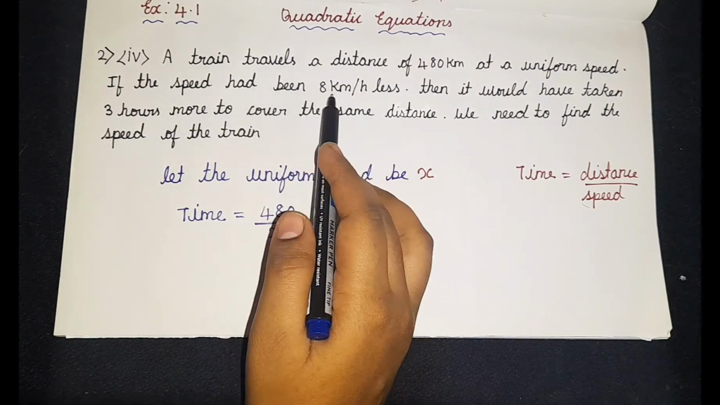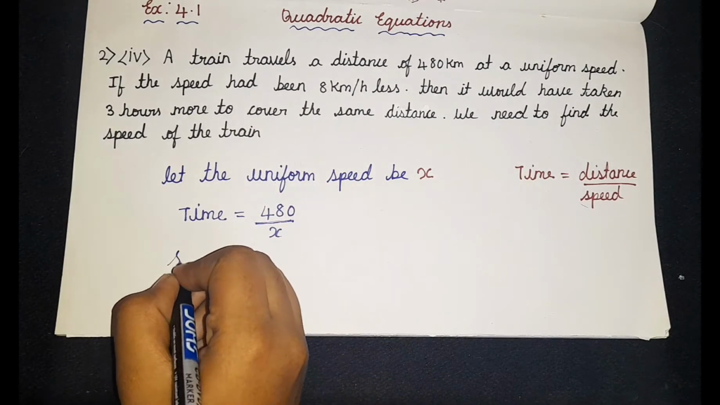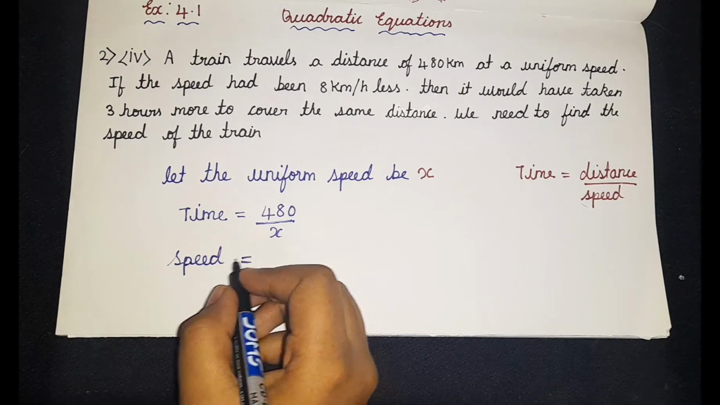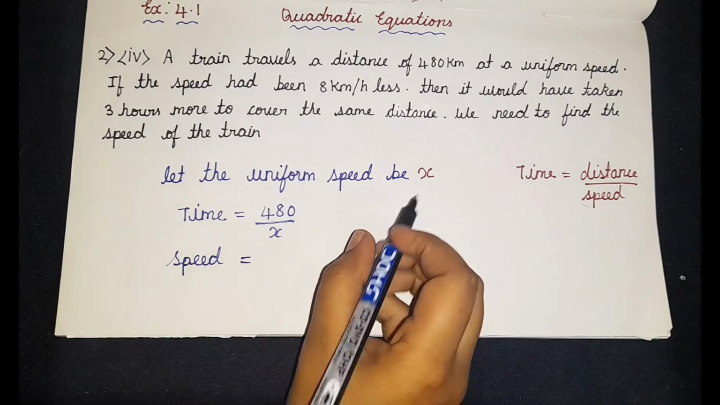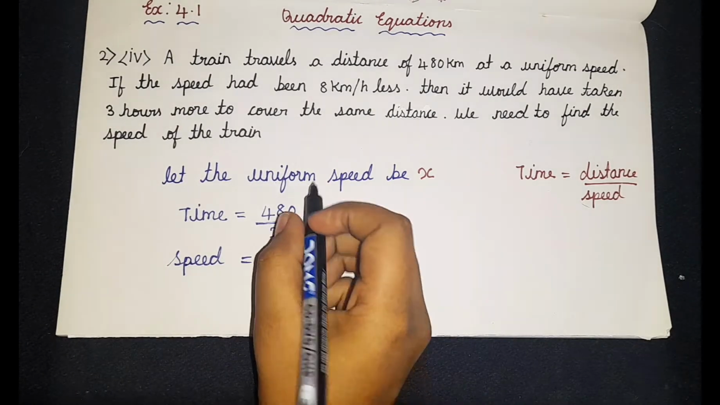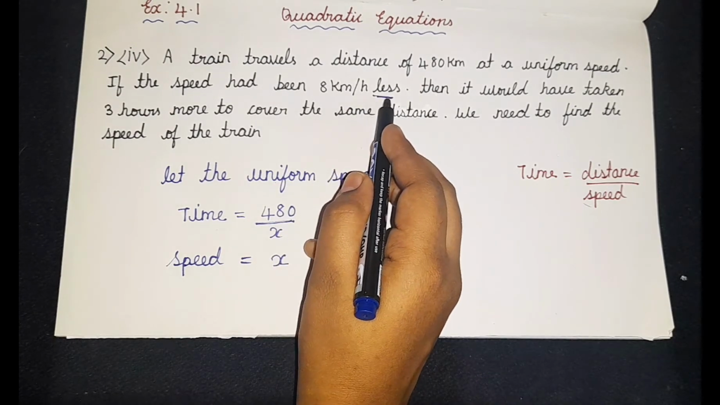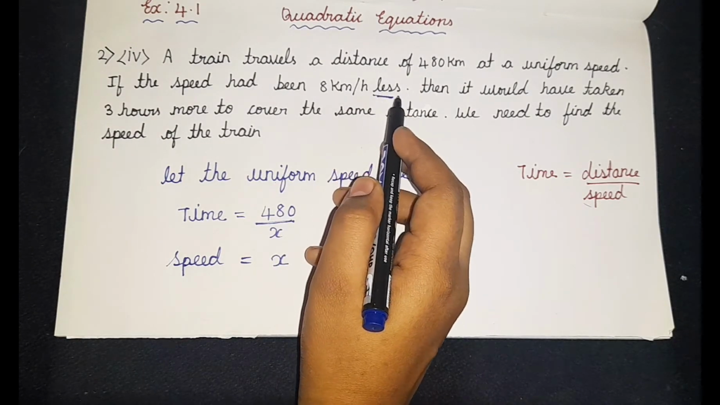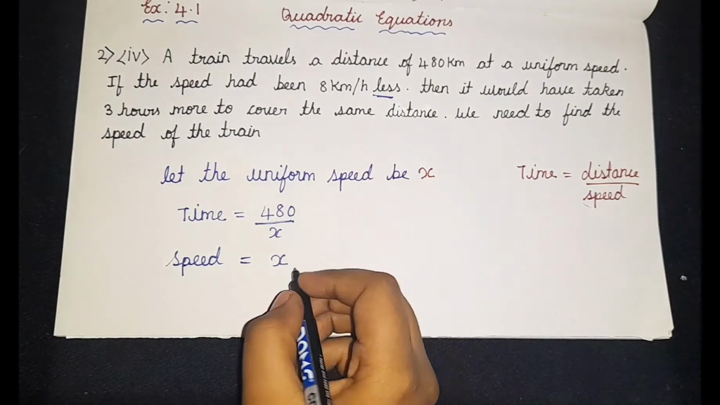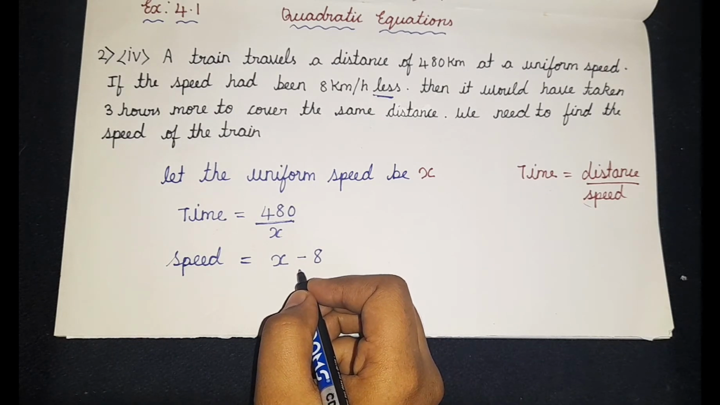So here we can just find the speed. So what we can write is speed is equal to, so of course you guys know we took speed as x, am I right? So we can just write the x as it is, and then here it is 8 km per hour less. So here we have something that is less. Less means of course you guys know that means subtraction. So we can just write x minus 8. Why? Because as you guys know it is subtraction.